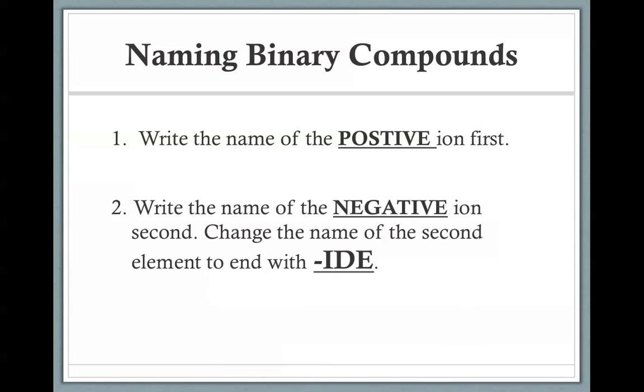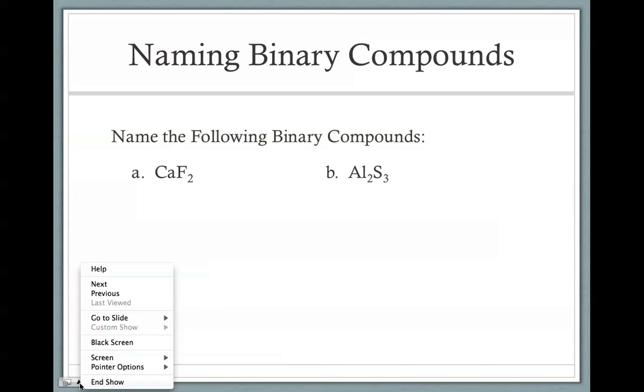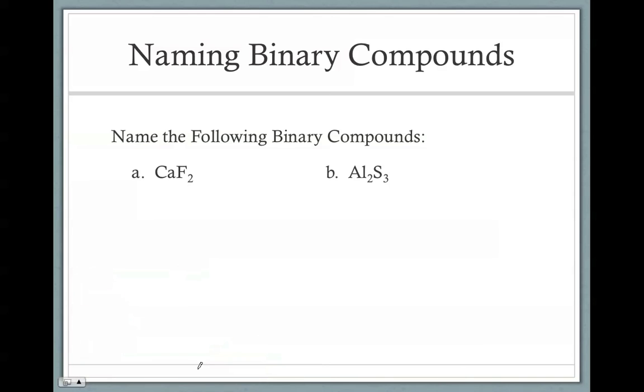Binary compounds are ones with two elements. We're going to write the name of the positive ion first, and then when we write the name of the negative ion, we're going to change the name of the second element to end with IDE. So some examples of this I have here. Let me get this pen to show up. This first one, we have calcium and fluorine in our binary compound. So we're going to write the name for calcium first. We have calcium.